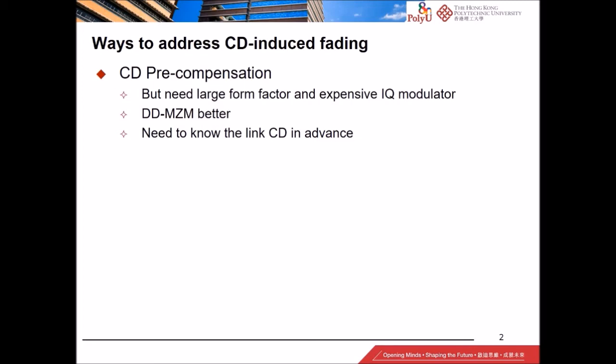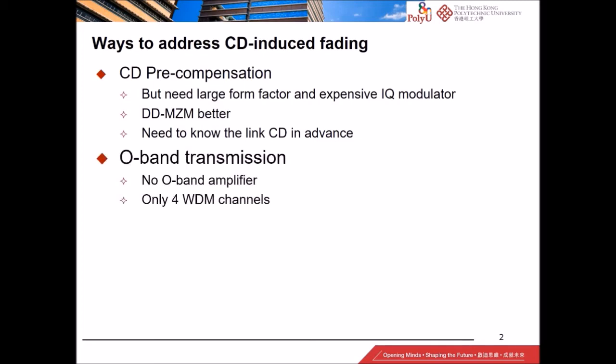Dual drive MCM may be a better choice in this scenario. But in any case, we need to know the amount of link dispersion in advance, so that can be a disadvantage. Another approach is to use O-band transmissions. So basically, if you have lasers at 1310, then there is no dispersion, so this problem automatically disappears.